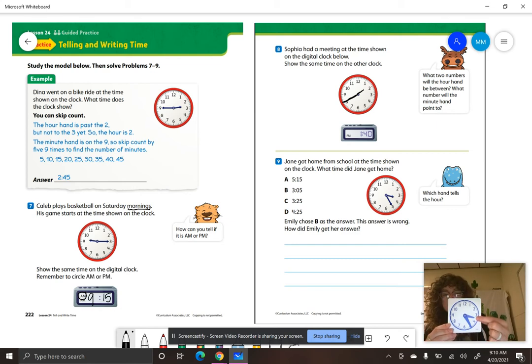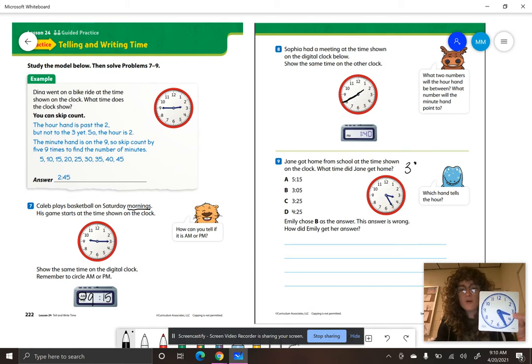So what was the hour, Smarties? 3. I'm going to write that down. 3. I'm going to put a colon. And how many minutes have gone by? We skip counted by 5s. 3:25. Go ahead and circle the correct answer in your book. So letter C shows the correct time. Jane got home from school at 3:25.